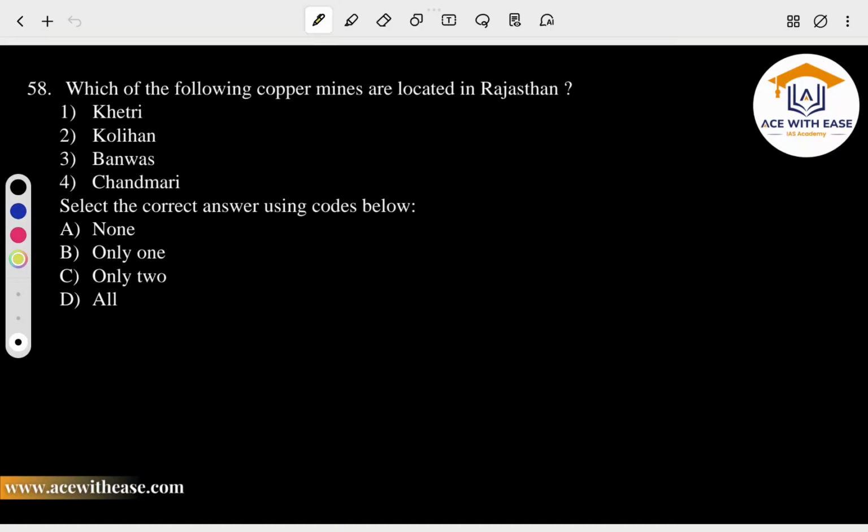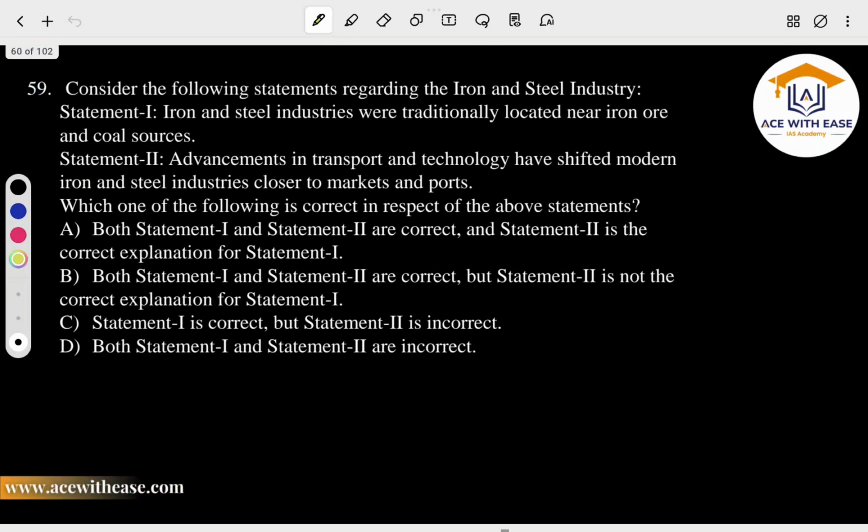58. Which of the copper mines are located in Rajasthan? We have the Khetri copper mine, in Jhunjhunu district of Rajasthan. Then we also have the Kolihan copper mine, also present in Rajasthan. Banwas is also a copper mine present in Rajasthan. Chandmari copper mine is also present. So all 4 are present in the Rajasthan region.